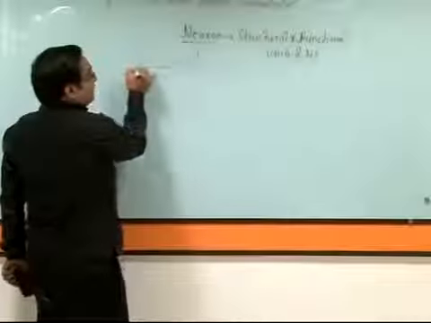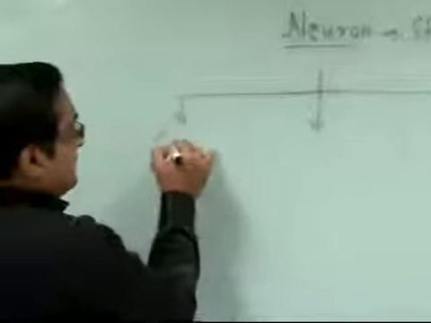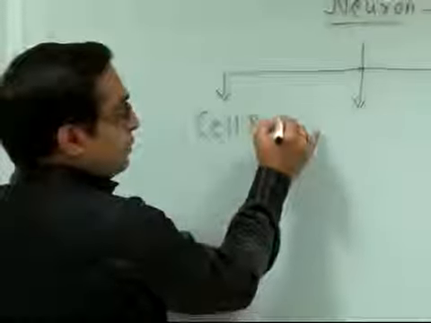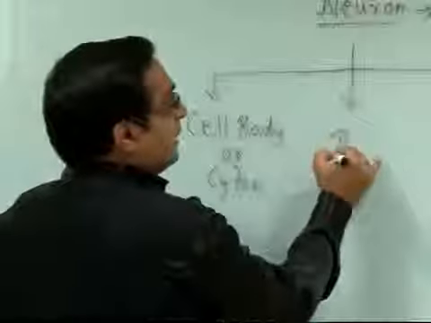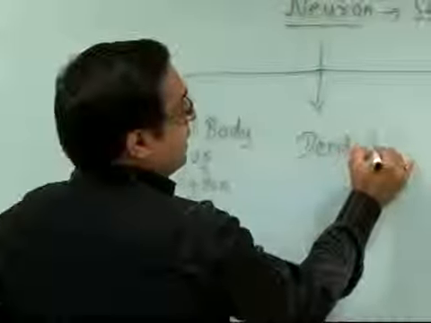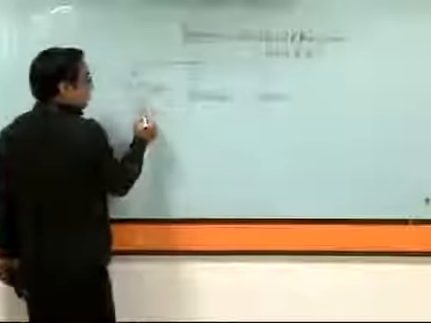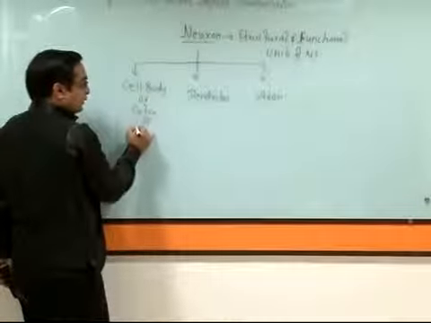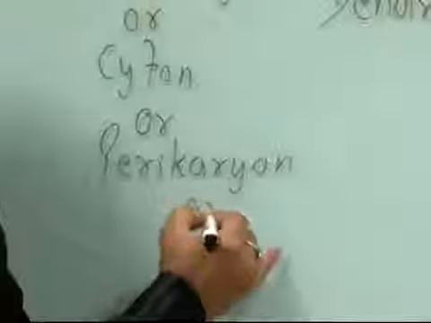A neuron basically consists of three parts: cell body, which is also called cyton, dendrites, and axon. Cell body or cyton is also called perikaryon or soma.